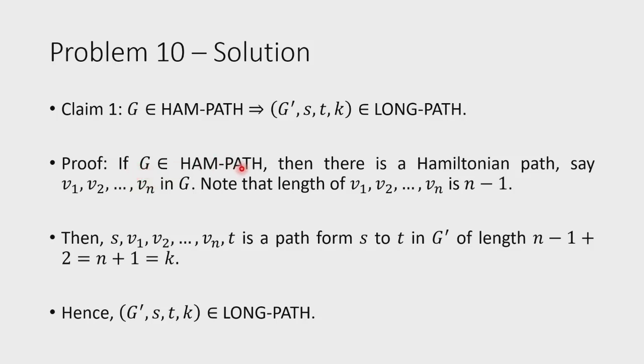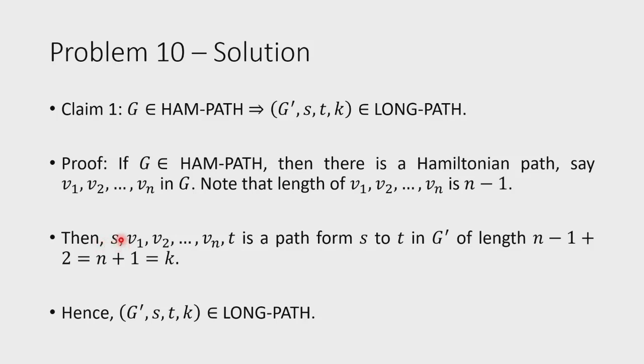If G is in Ham path, then there exists a Hamiltonian path. Let me call this path V1, V2, up to Vn. Is this fine? This is the definition of the Hamiltonian path problem, right? Okay. Now let us find out the length of this path. It is n minus 1. By the way, by the length of the path I am using the definition, the number of edges. So the length of this Hamiltonian path in G is n minus 1.